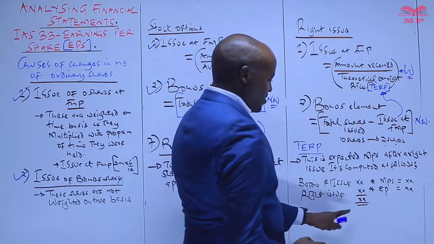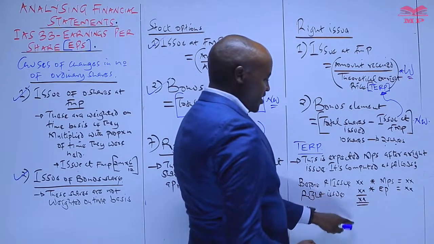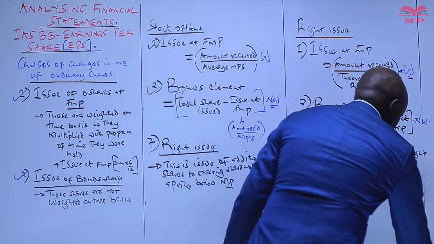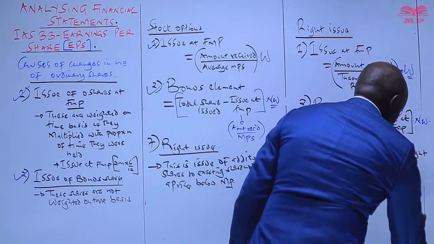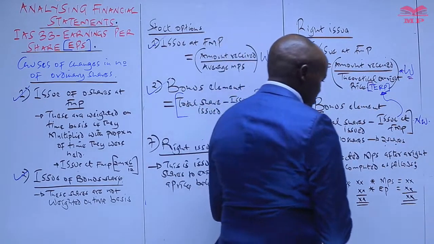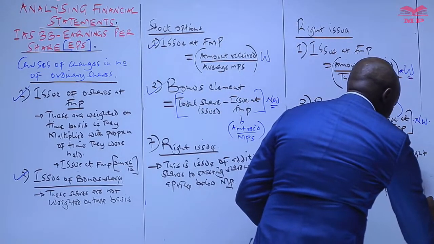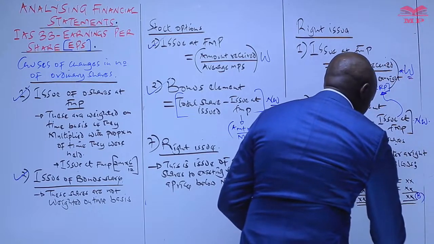And then you get the total here, the total shares which will be held after the right issue. And then you get the total value here. So let's assume that here we have gotten a value of B, and here we have gotten a value of A.